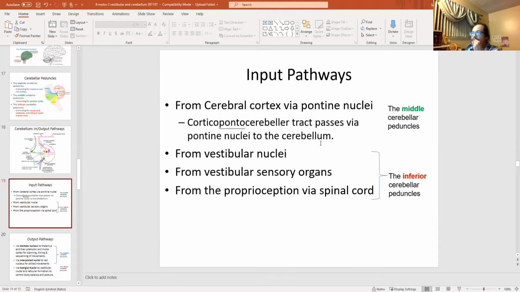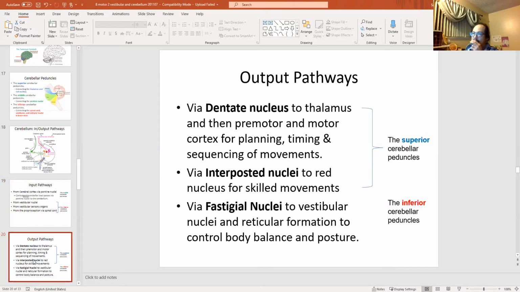So that's that. And all these inputs go through two different pathways, two different peduncles. The cerebral cortex goes through the middle cerebellar peduncle. The input from the vestibular and the proprioception goes through the inferior cerebellar peduncle. So that's the input pathway. The output pathway is from three deep nuclei, including the dentate. Dentate sends to the thalamus, then this one goes to the brain.